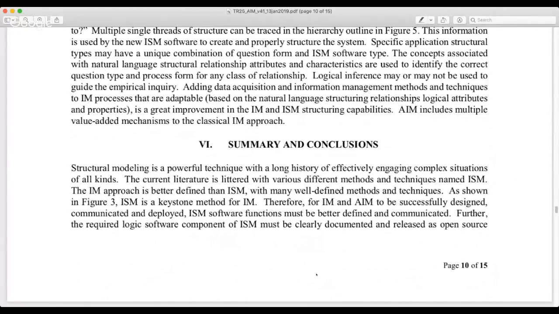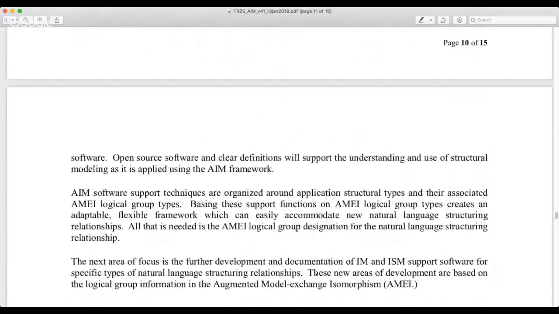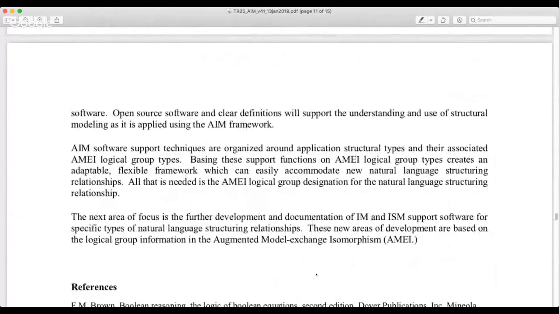So, in summary, structural modeling is a powerful technique with a long history of engaging complex situations of all kinds. And the current literature is littered with various different methods. So we've talked about what they are and how we can identify the difference between them, using the AME logical groups to rate and rank, make a distinction between natural language relationships, and put those together. And that's going to be an area of focus as we go forward.